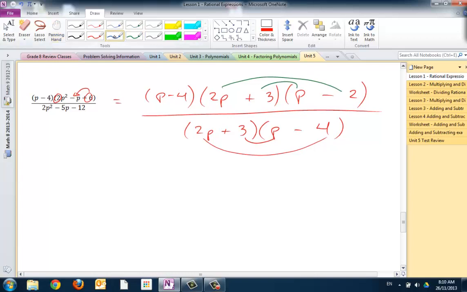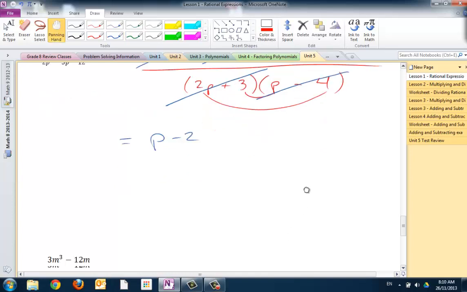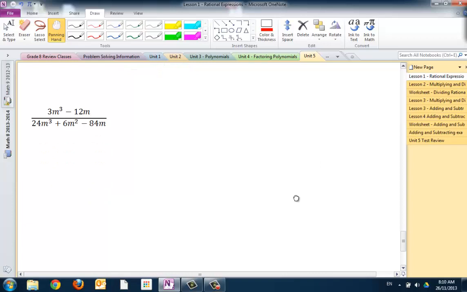Now I can do some canceling. I can cancel out that whole binomial with that whole binomial. Oh, and look, I've got another one there and there that I can cancel. And I'm left with p minus 2 as my final answer for that rational expression. Alright, let's look at one last example I think I've got here for you.